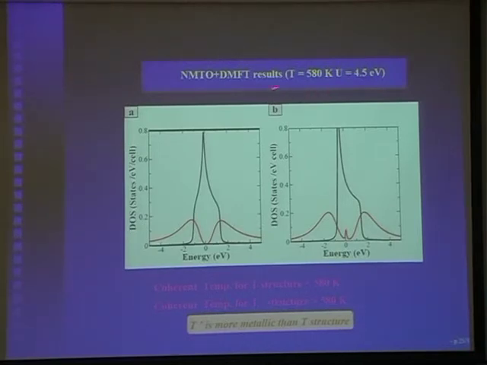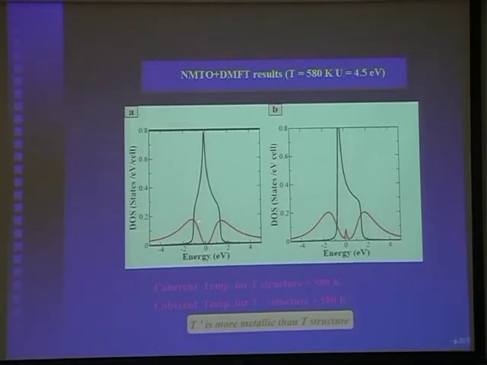If you now do the DMFT calculation, at that point of time we didn't have the technology or the means to go to very low temperature. We had a fairly high temperature of 580 Kelvin. We decided to choose the same U value for both compounds. Ideally, the U value should have been a little smaller for this one.